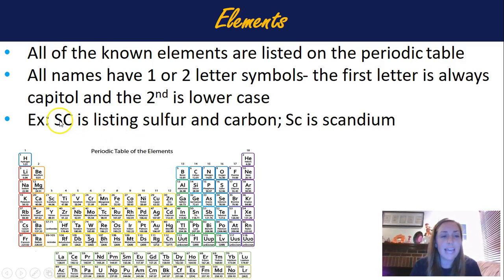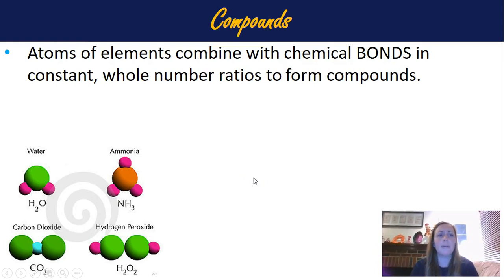So for example, if you see S and a capital C, that's saying sulfur and carbon, versus S with a lowercase c is scandium, because the capital always says it's a new element. Or cobalt would be another example, C and O. If the O is lowercase, it's cobalt, but if it was capital, then it would be carbon and oxygen, for a CO. So let's talk about compounds.